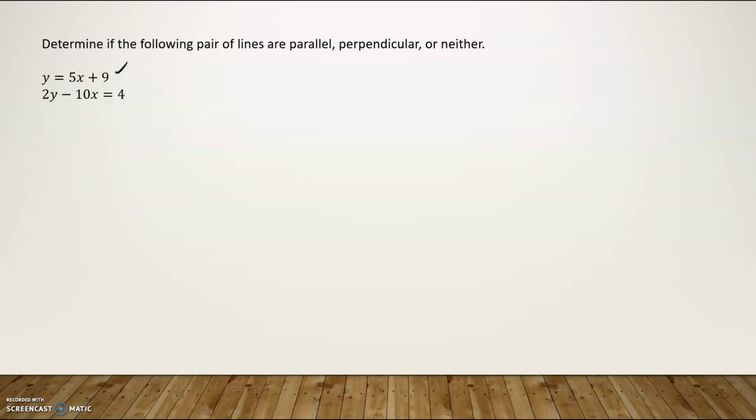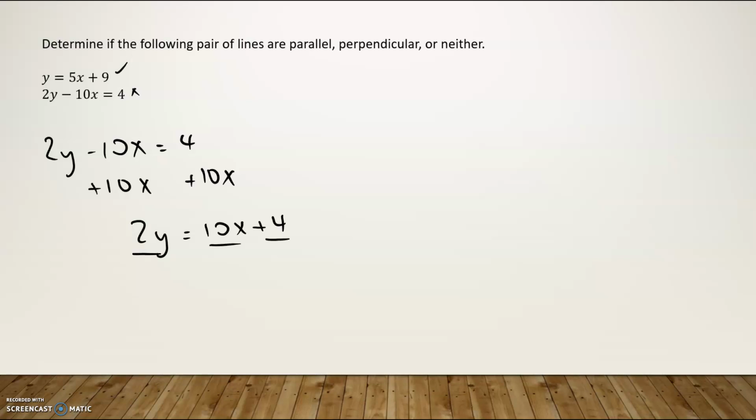This one is in y equals mx plus b format, but the second one isn't, so we need to change the second one. So I'm going to add 10x to both sides, so 2y is equal to 10x plus 4, and then divide each term by 2. So that's going to be y is equal to 5x plus 2. So notice this has a slope of 5, and this also has a slope of 5. So that means that they have the same slope, so they are parallel lines.